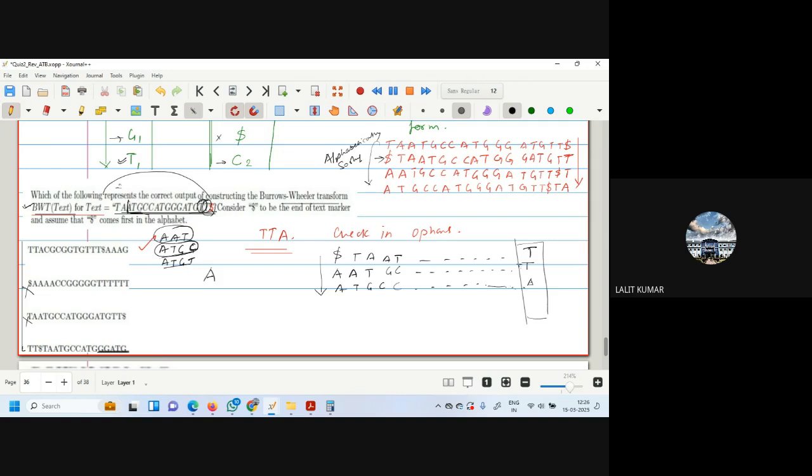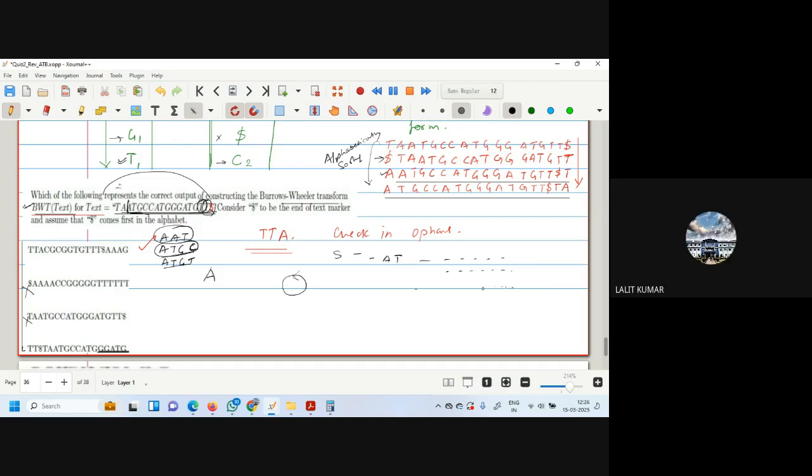Is this clear with everyone? In the third row, what will be the last element? The last element you have to slide again. See, I had done here: AATG, CATGG, ATGTT, $T. Now you start with ATGC, your last element will be A. This A will go there. We keep rotating and then for the answer, we only look at the last column.